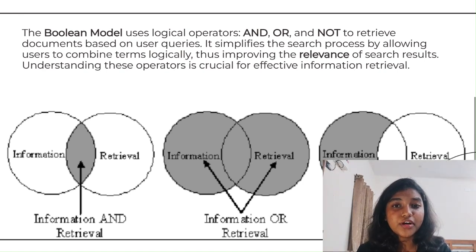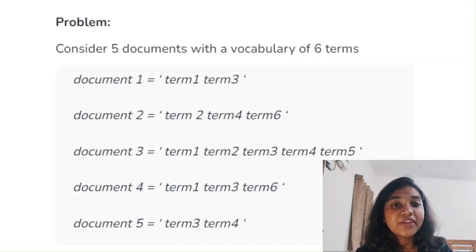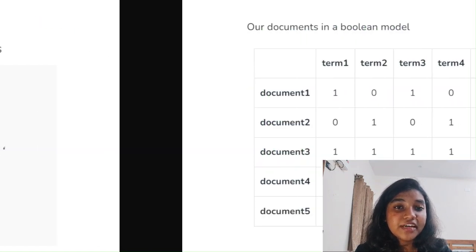Before jumping into the code, let's understand how this Boolean model works. In this problem there are 5 documents with 6 terms, and each document has a set of terms assigned to it. It can be anything from term 1 to 6. Let's draw a Boolean table where the rows are documents and the columns are terms.